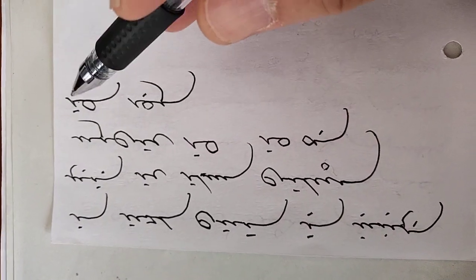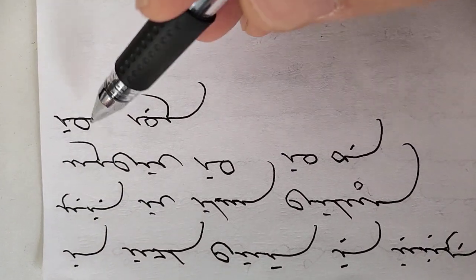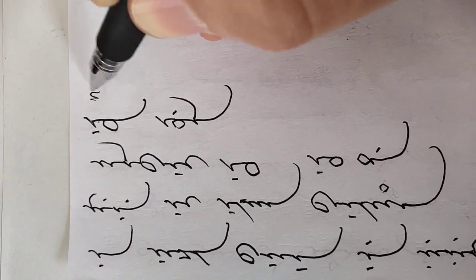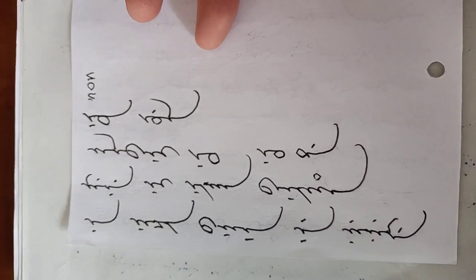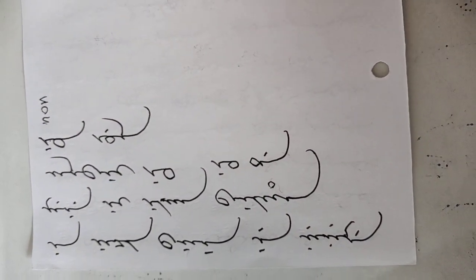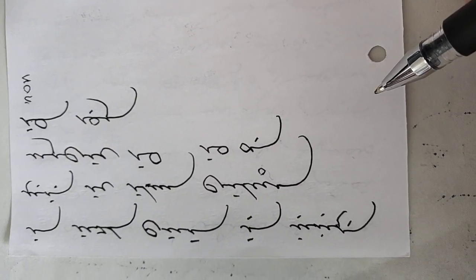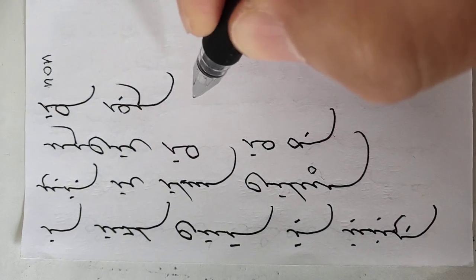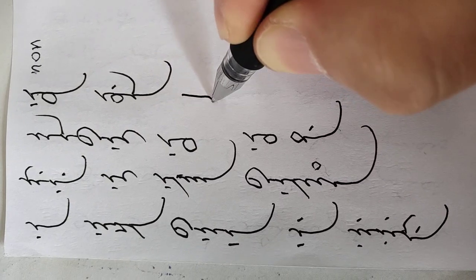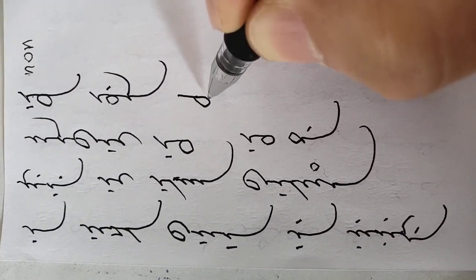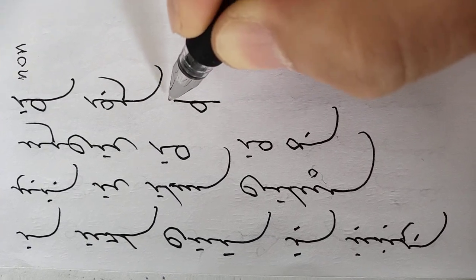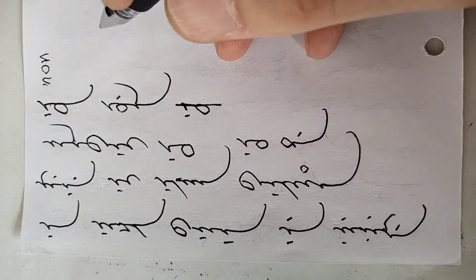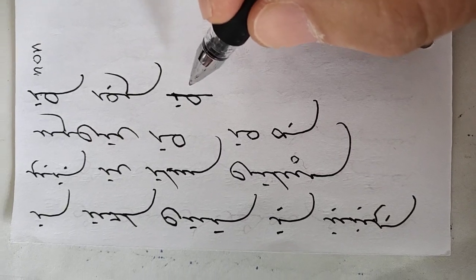By itself, non looks like this. In the beginning, it looks like this. This is the N part. If you transcribe this, it's N-O-N, non. In the middle, I can't think of anything. Let's do the ending. In the middle, it just looks like this. This is O. You put a one tooth here, and if it appears in the middle, it should look like this way.